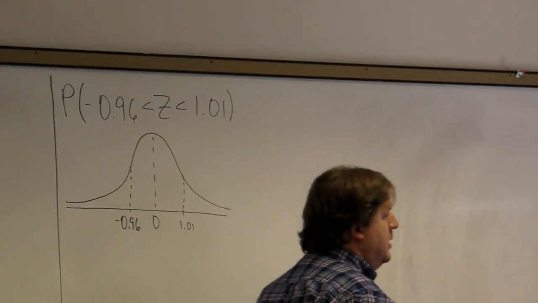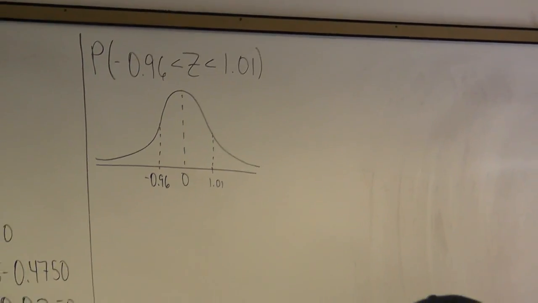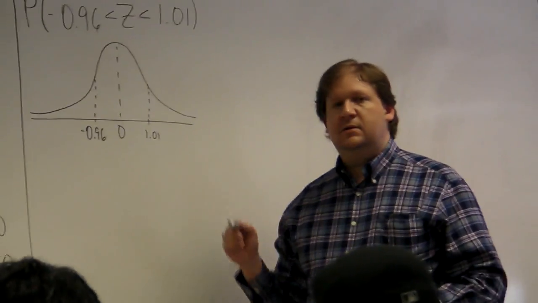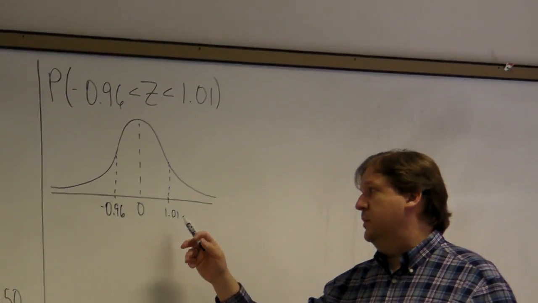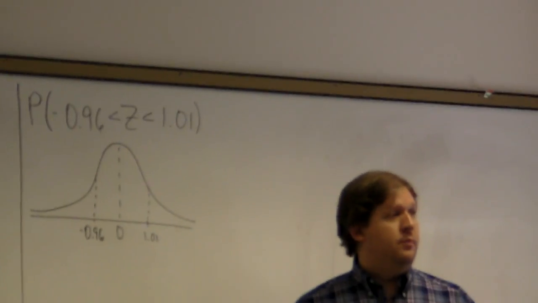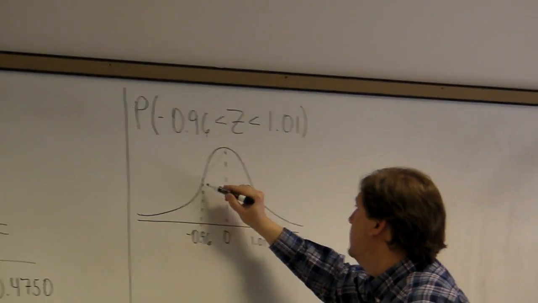So what I've drawn here is I've drawn up the area. I have 0 as my central tendency. I have negative 0.96 standard deviations here, or 0.96 standard deviations below the mean. I have positive 1.01. And so I'm looking for this area here.